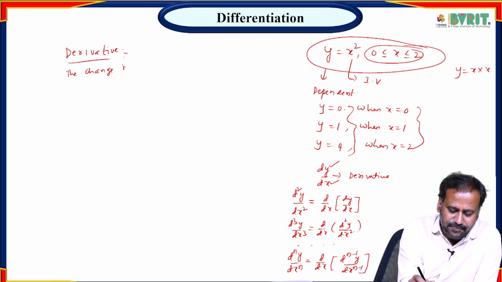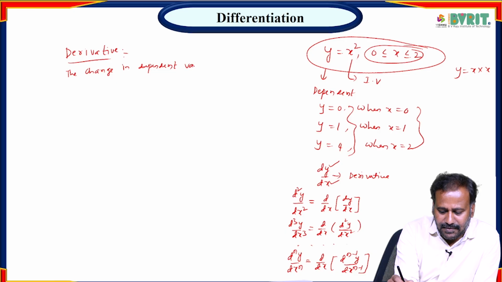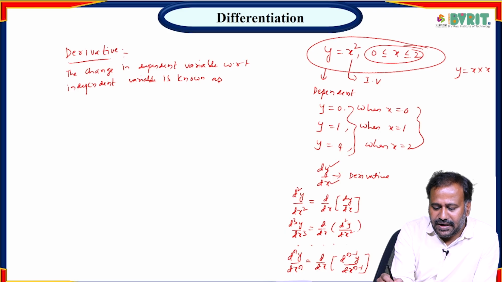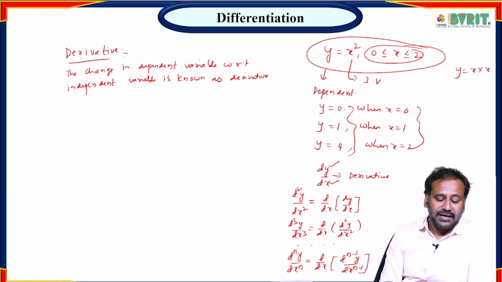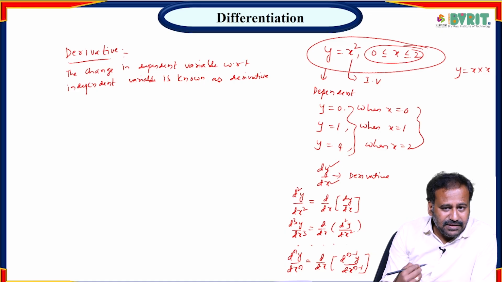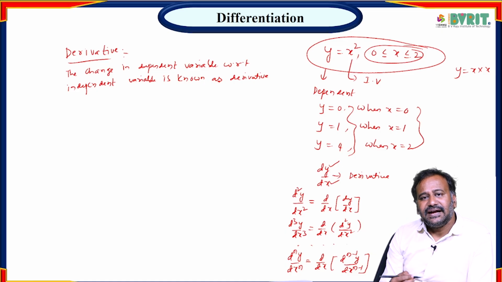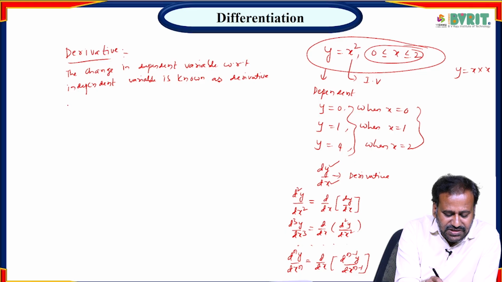The change in dependent variable with respect to independent variable is known as derivative, and the process of finding the derivative is known as differentiation.